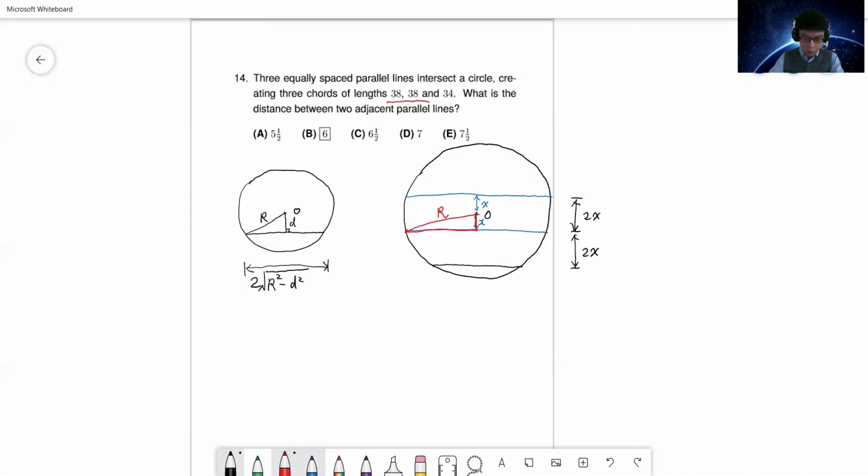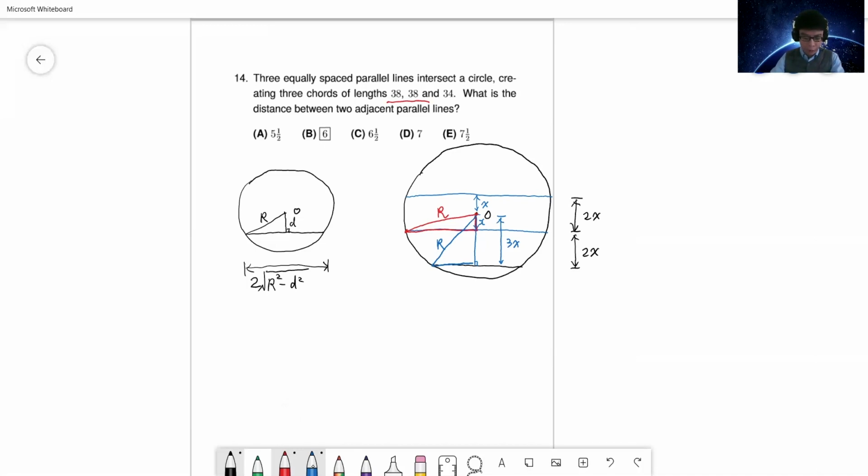And similarly, for the chord with length 34, we do the same thing. We connect O and the midpoint of the chord, and we connect one endpoint of the chord. Still, this is the radius. The distance from O to this shorter chord equals 3x. X plus 2x equals 3x.